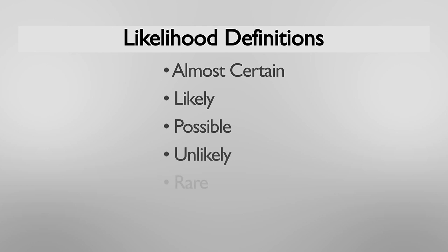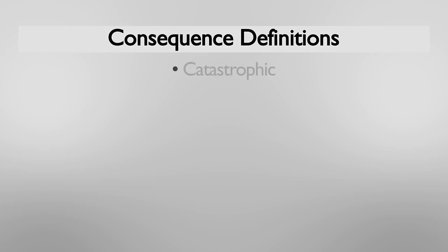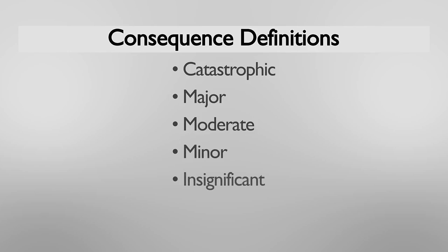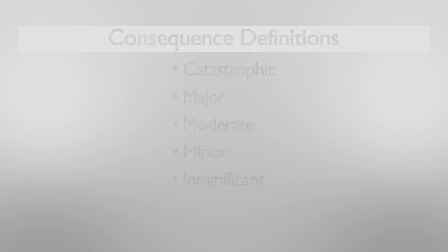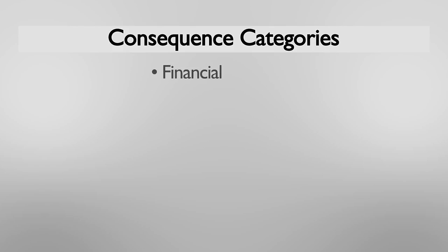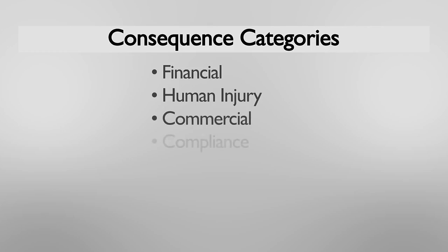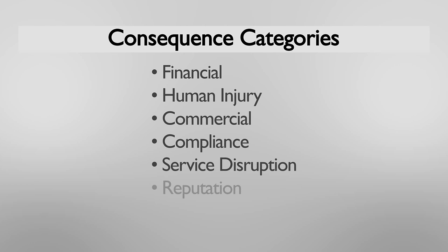Now, the likelihood definitions normally have a text-based description and can also state a frequency of occurrence as a guideline, whereas the consequence definitions often have just a general text-based definition, but also extend to specific definitions for categories like financial, human injury, commercial, compliance, service disruption, reputation, and environmental risks.